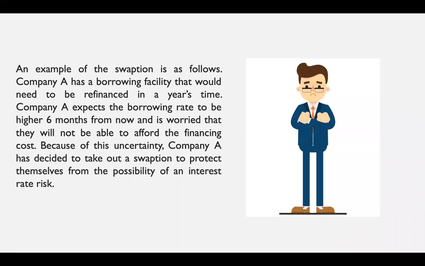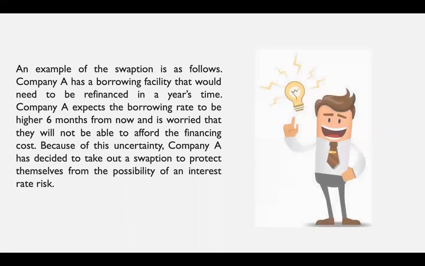An example of a swaption is, say, company A has a borrowing facility which needs to be refinanced in a year's time. Company A expects the borrowing rate to be higher 6 months from now and is worried that they'll not be able to afford this particular financing cost. Because of this uncertainty, company A wants to take out a swaption to protect themselves from the possible interest rate increase risk. In case the interest rates are higher at the time of maturity, company A would have the option to exercise their right to swap the interest rates.